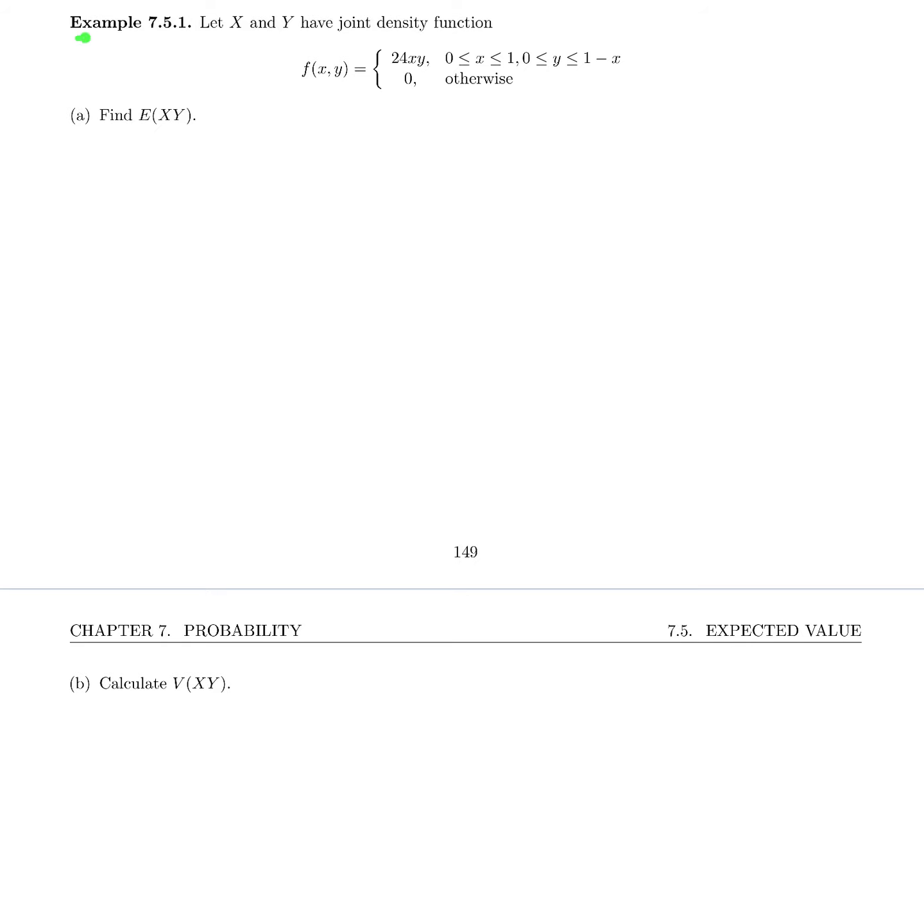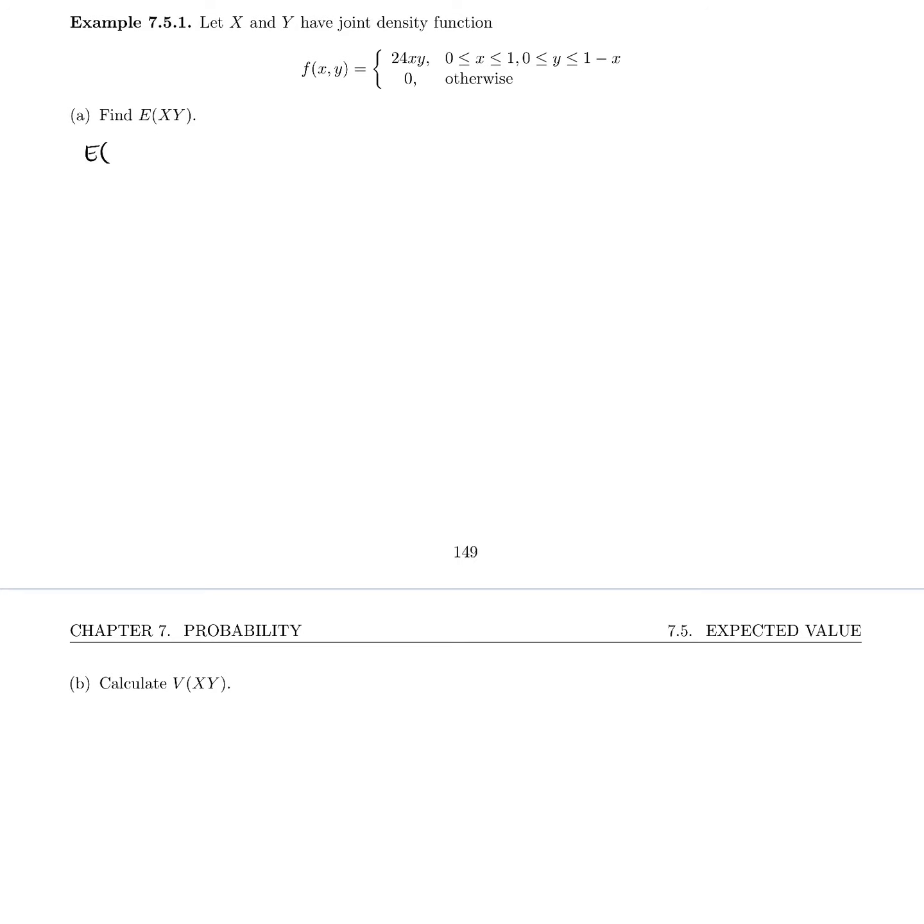In this video, we're going to do example 7.5.1. Let x and y have joint density function given here. Find the expected value of x times y. X times y is a function of x and y, and so we're going to use the bivariate LOTUS.